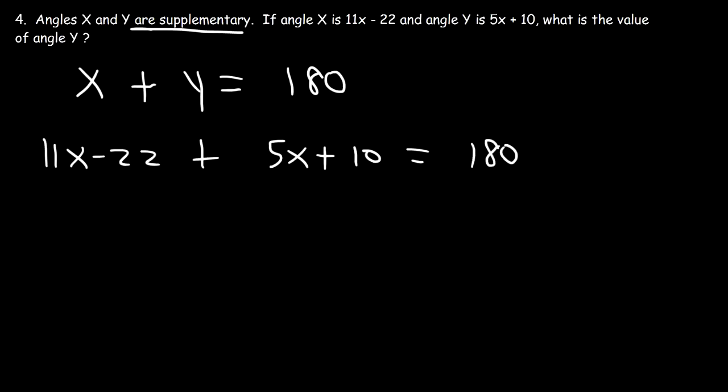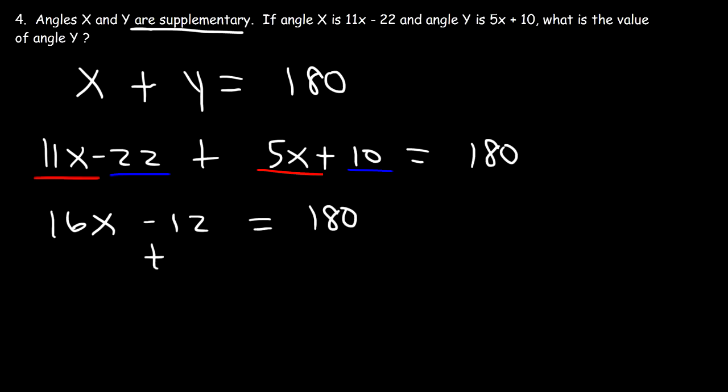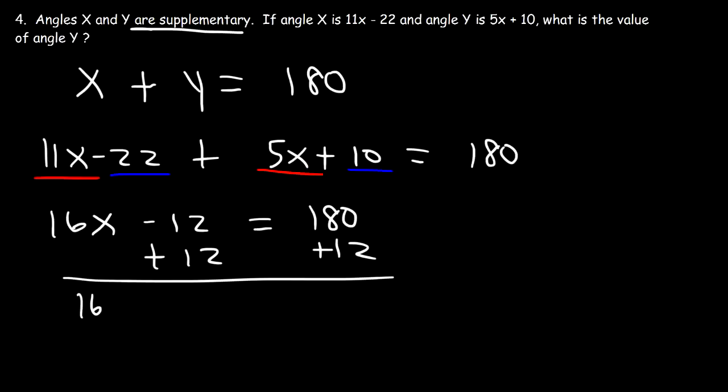So now let's go ahead and find the value of x. 11x plus 5x adds up to 16x. Negative 22 plus 10 adds up to negative 12. So now let's solve. Let's add 12 to both sides. So 16x is equal to 192.